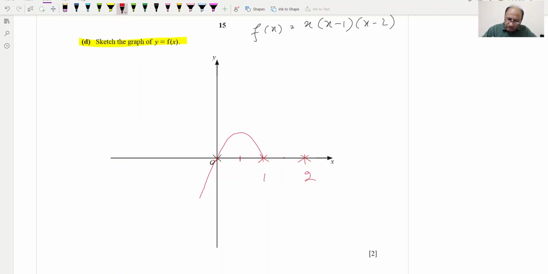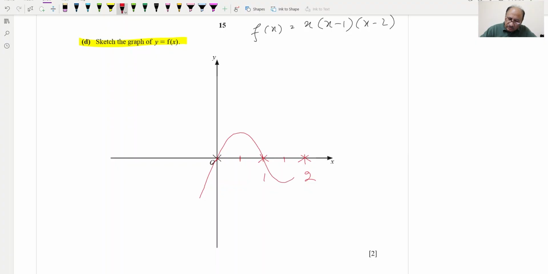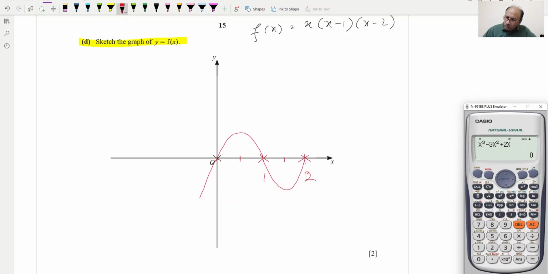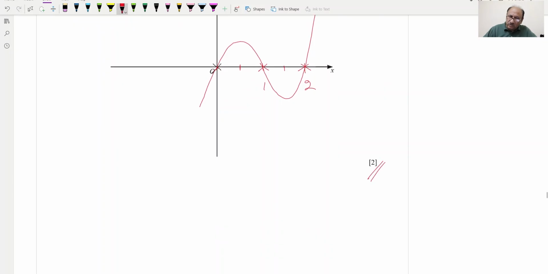And similarly we can check for 1.5. Calculate for 1.5, and this will be negative, same thing. And if we check for 2, it will be 0. So it means it is curving similarly like this. If we bend a little more, it will be like this. And if we check beyond 2, calculate 2.1, this is a positive value, so it goes up like this. So this is the sketch you can draw, and you have to show the x-intercepts and y-intercept. That's what we have done. This is a 2 marks question which is done.